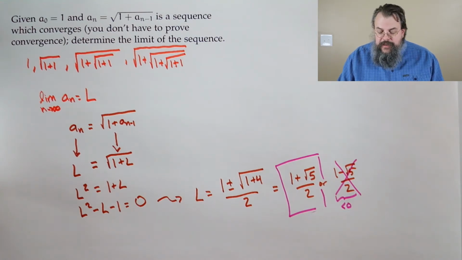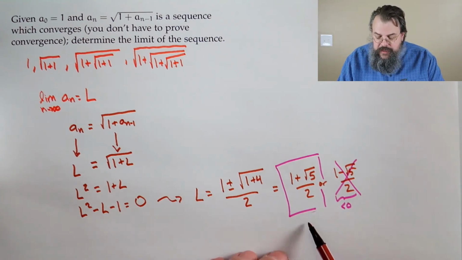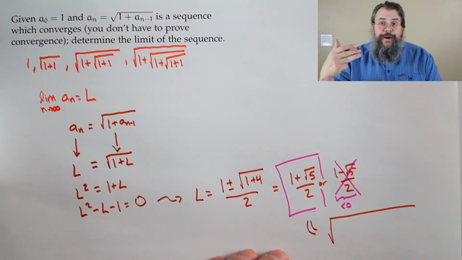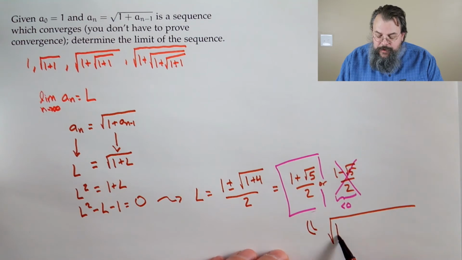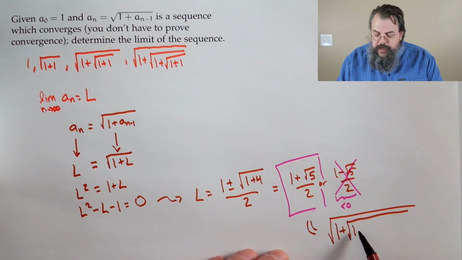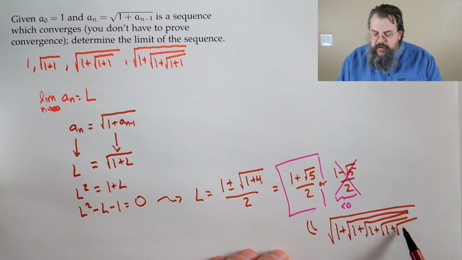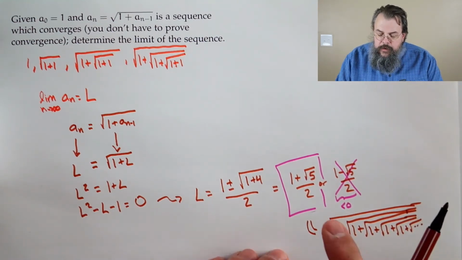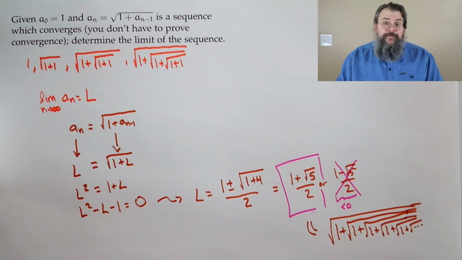All right, great. So we can write that as, if we think about imagining going all the way down, this is square root of 1 plus square root of 1 plus square root of 1 plus square root of 1 plus square root of 1 plus, and so forth and so on. So that's the conclusion. If you keep doing that, 1 plus square root of 5 over 2.